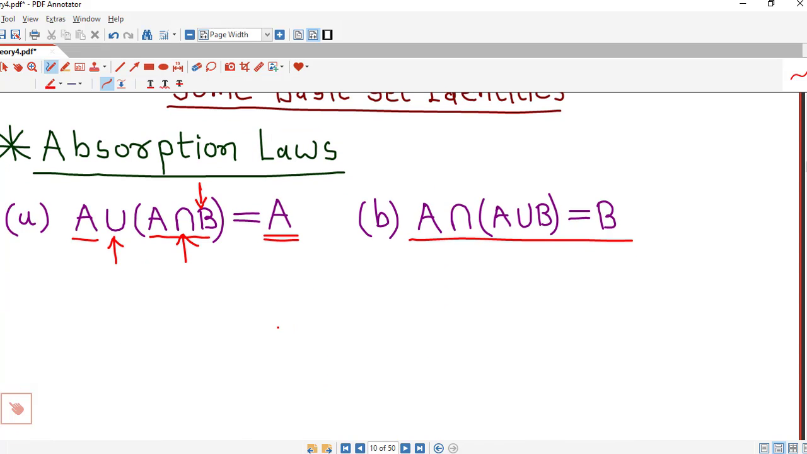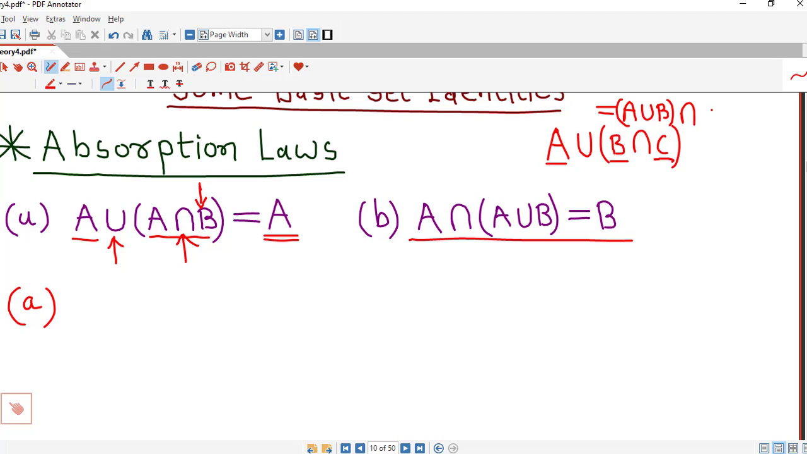So we can try to prove any of these two absorption laws. We have discussed what is distribution law in previous lecture. It says that if we have A union (B intersection C), then this can be written as (A union B) intersection (A union C). So using this distribution law, we can prove these absorption laws.